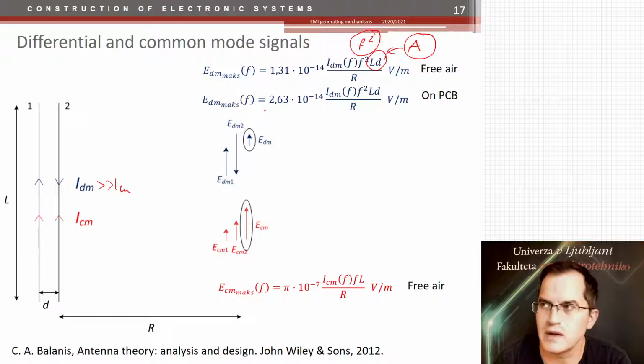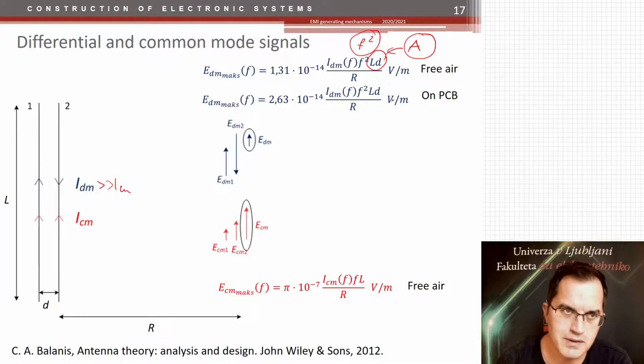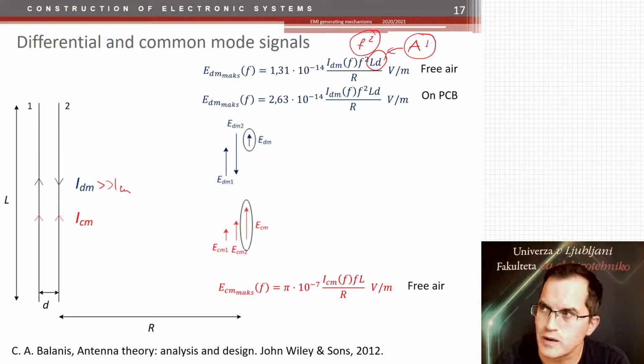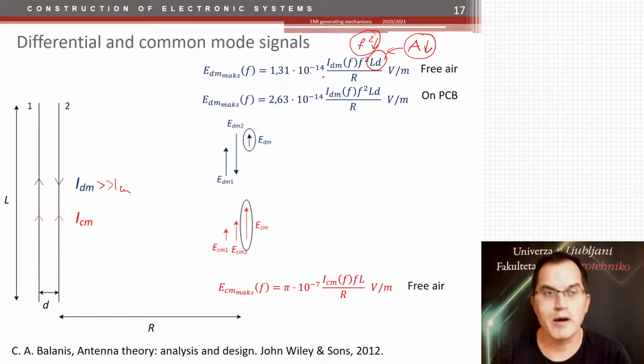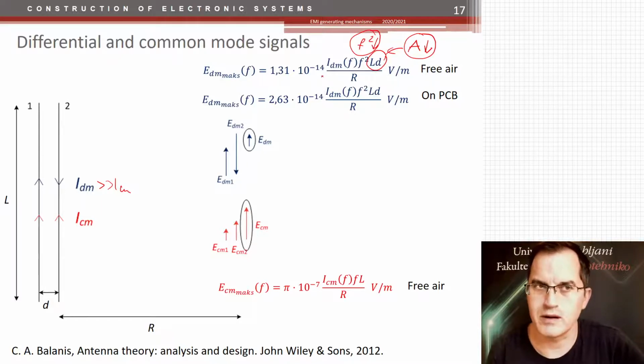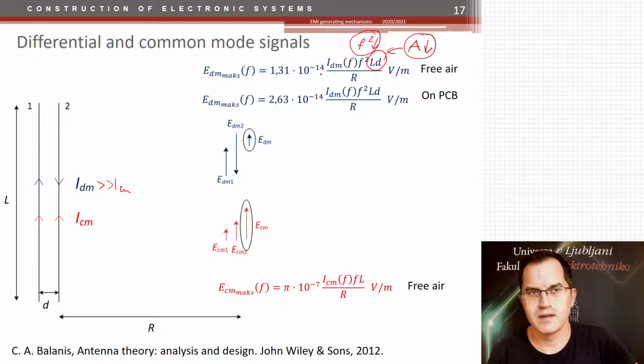So that means for the cables in the free air and for the tracks on the PCB, in order to make differential noise at a certain distance from the PCB small enough, you have to decrease the loop area of all current loops. So loop area should be smaller, and of course frequency as well. About frequency we already talked; the loop area, that's the new thing now.